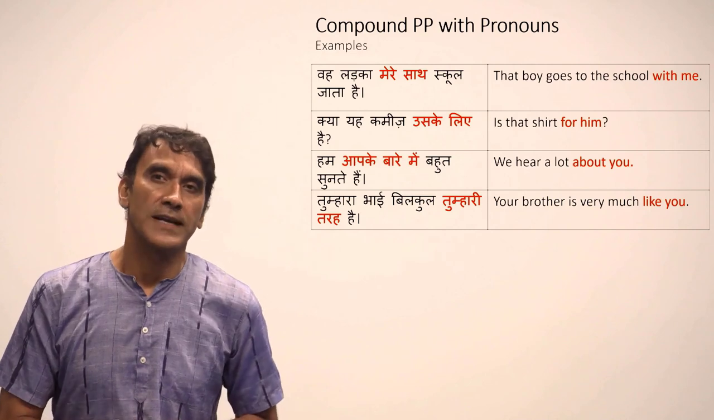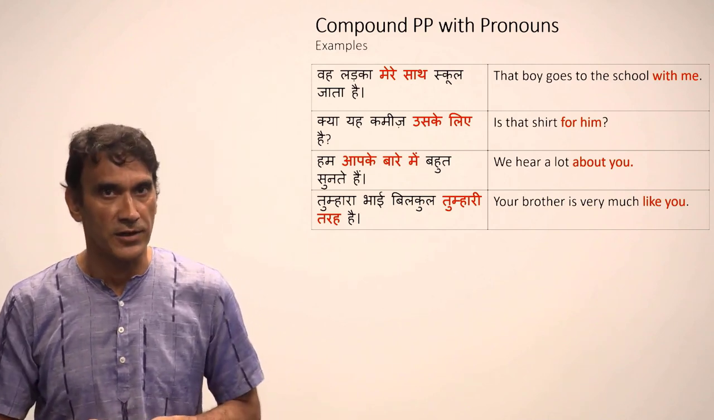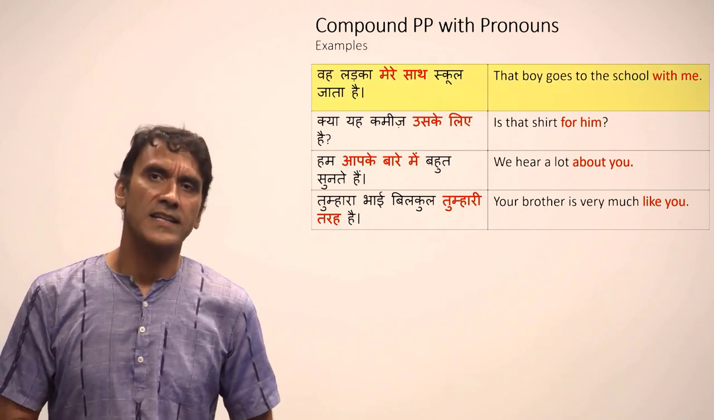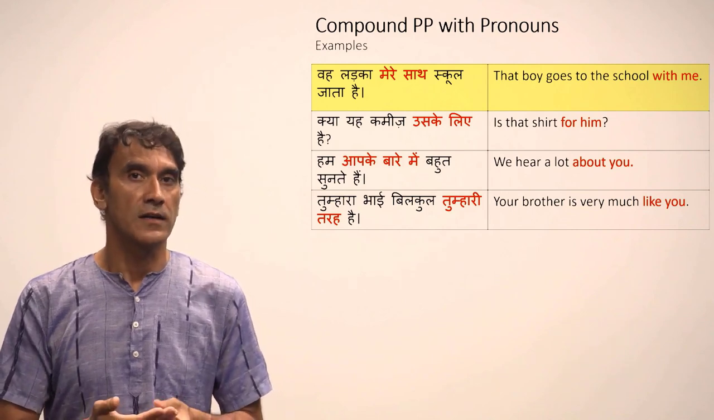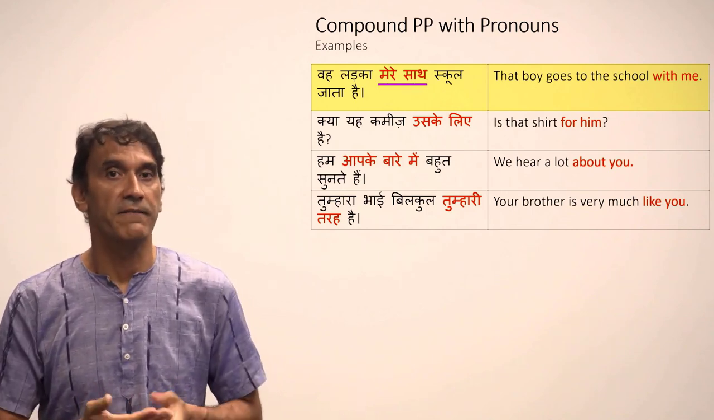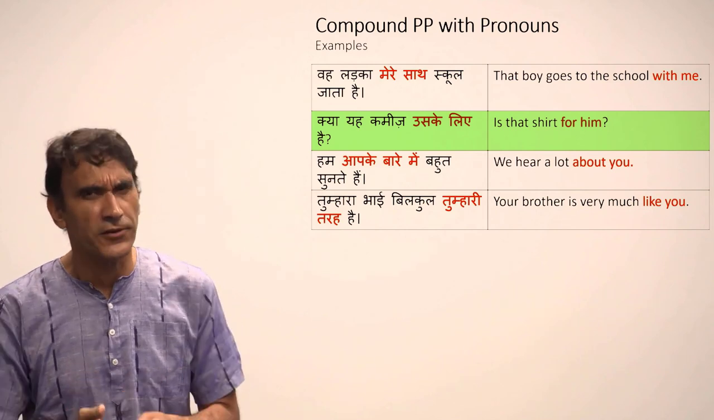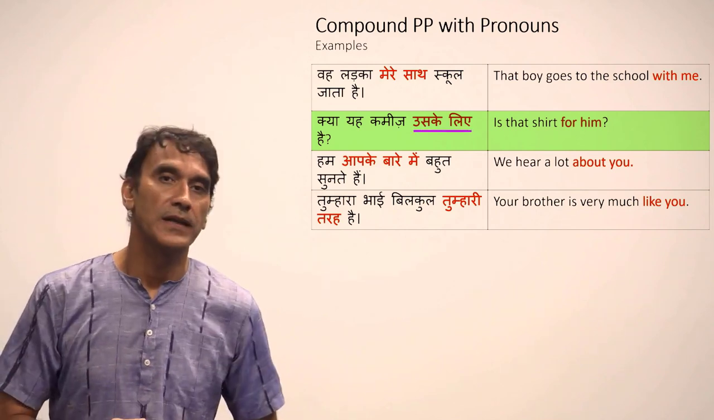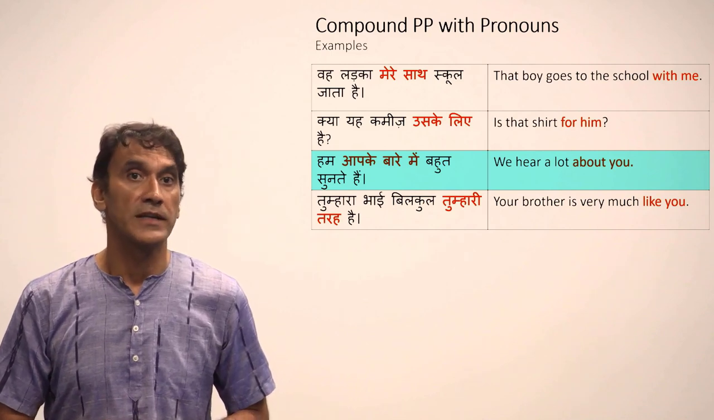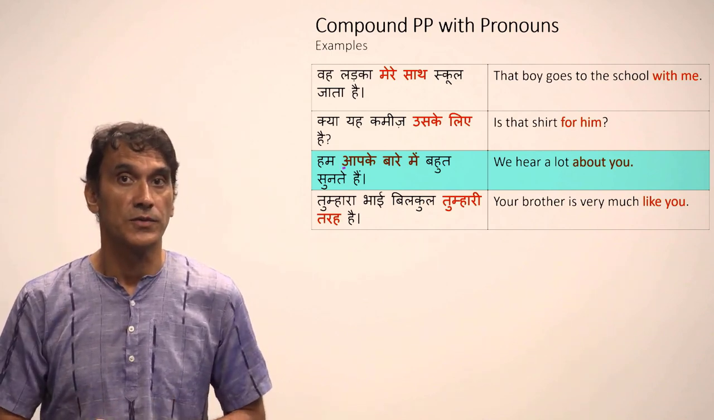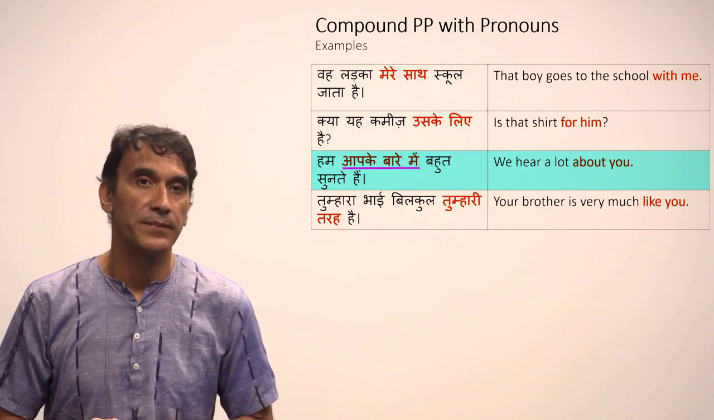Let's take a few more examples of compound postpositions with pronouns. Wo ladka mere saath school jata hai. The boy goes to school with me. Mere saath, with me. Kya ye kameez uske liye hai? Is that shirt for him? Uske liye, for him. Hum aapke baare mein bahut sunte hain. We hear a lot about you. About you, aapke baare mein.